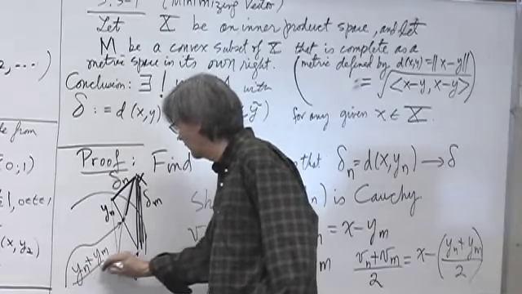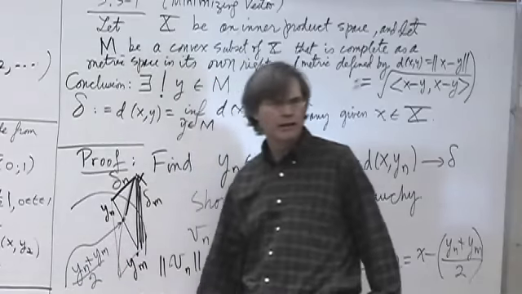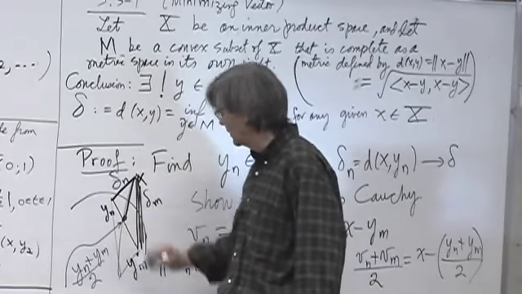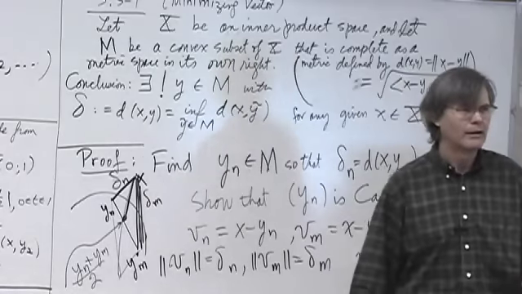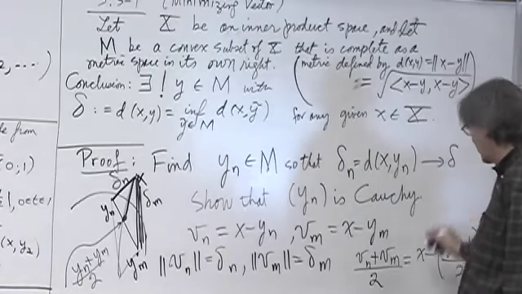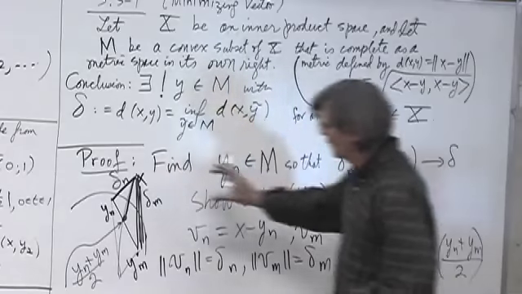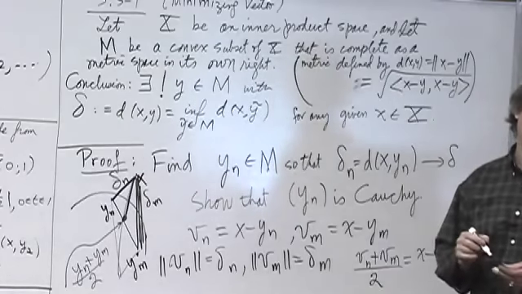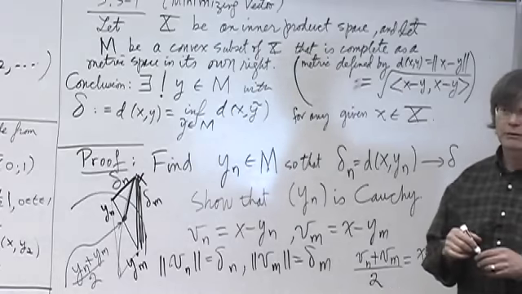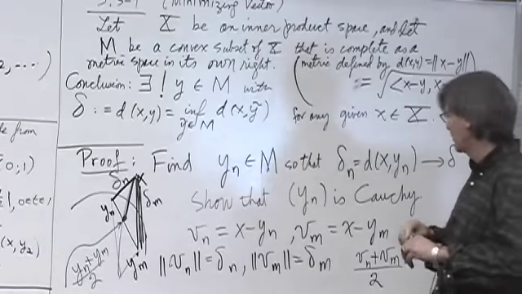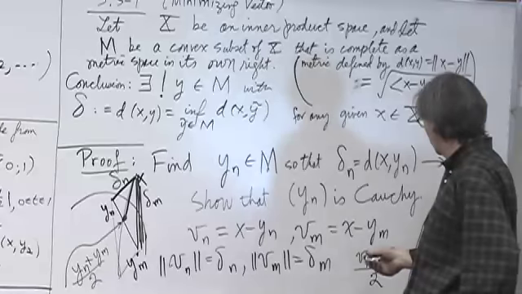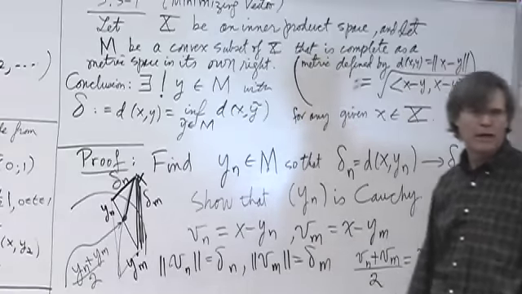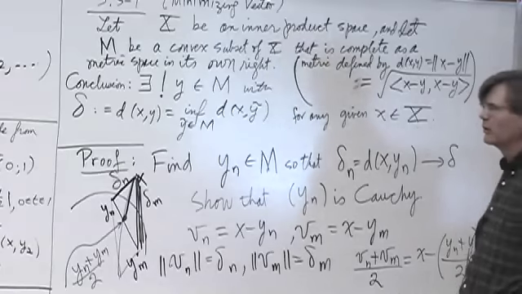Because M is convex, there's the convexity coming in, this point here is in M. Therefore the length of this vector is greater than or equal to delta. That half diagonal is greater than or equal to delta. But it's also less than or equal to, by the triangle inequality, the average of the norms of Vn and Vm, which is delta n plus delta m over 2.